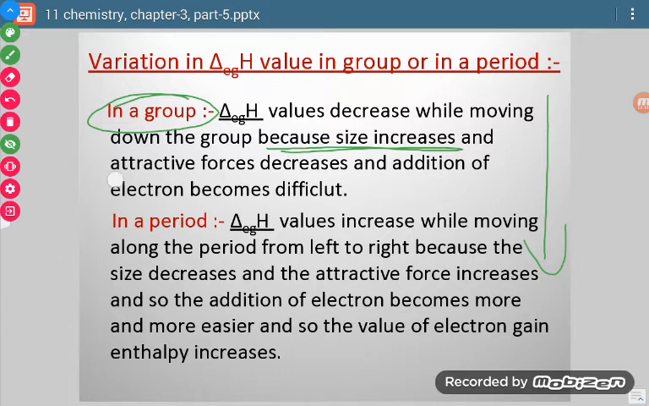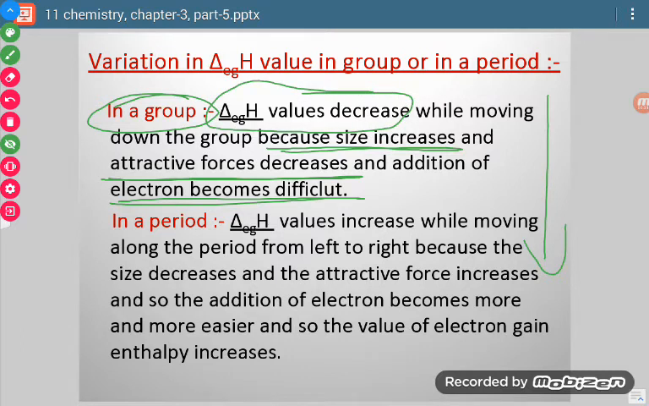Increase of size means attractive forces decrease. If attractive forces decrease, then it means addition of electron will be difficult. Now since electron addition is difficult, so what does it mean? It means delta H Eg value decreases as we move from top to bottom in a group.